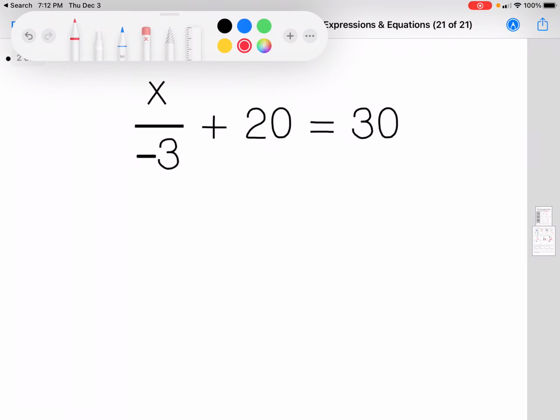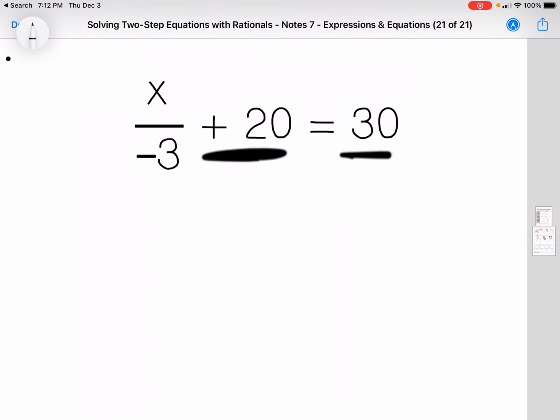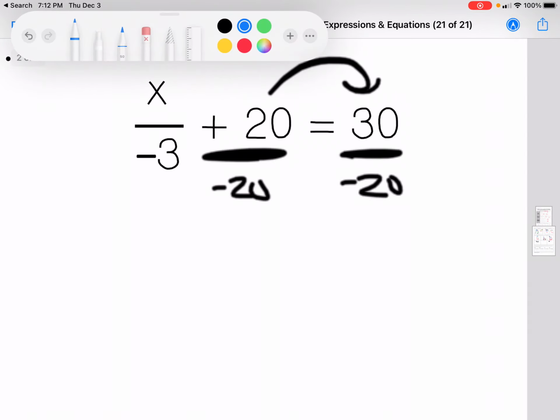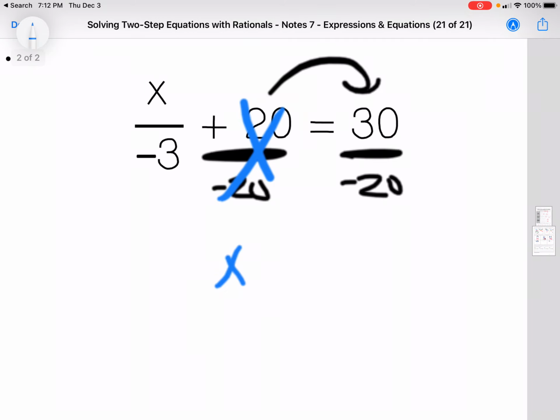Same type of problem right here. Like terms, 20 to the other side because we're going away from the variable. I'm going to subtract 20 from both sides. Those cancel. I'm left with x over negative 3 is going to equal 10.